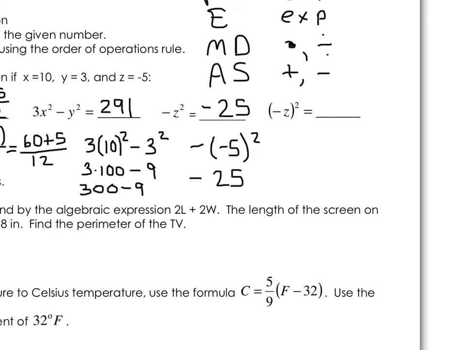But in our next problem, the negative is inside the parentheses. So we have a negative, and this time z is a negative 5. So a negative 5, the opposite of z. We want to square that. The opposite of negative 5 is a positive 5. And we want to square that. So that will give us a positive 25. Be very careful with your negative signs when you're raising numbers to an even power.